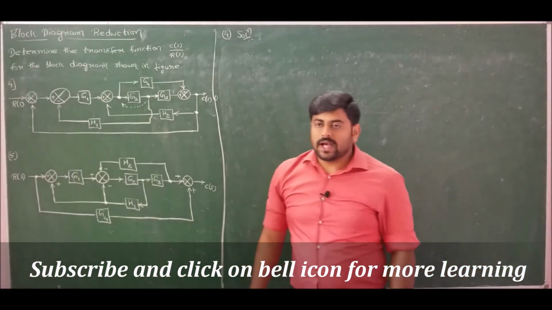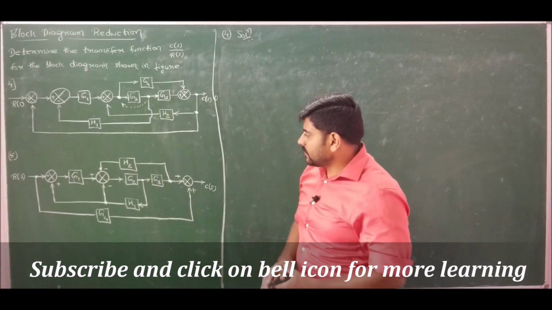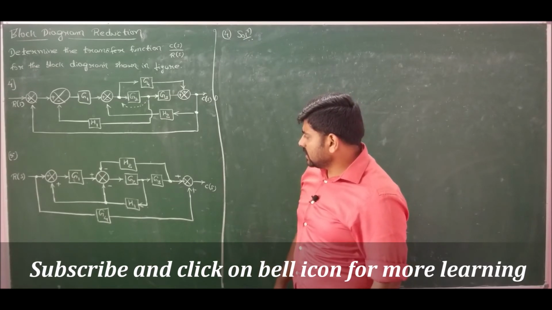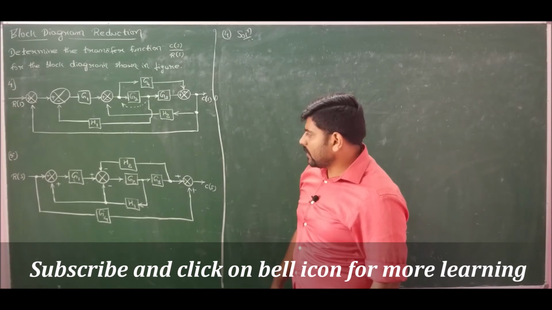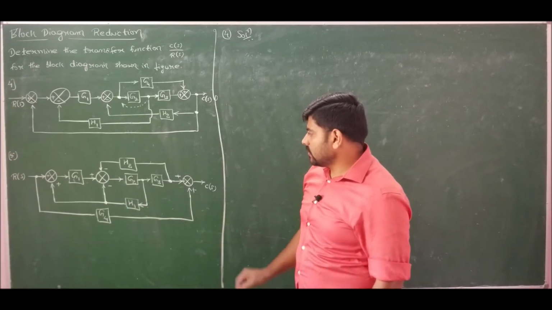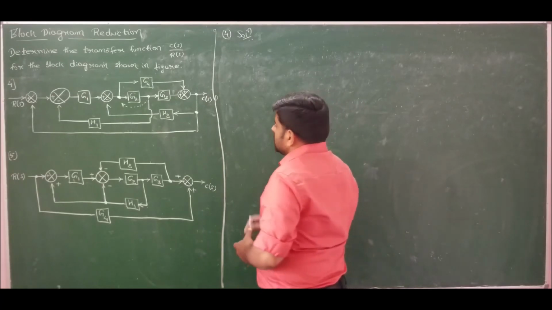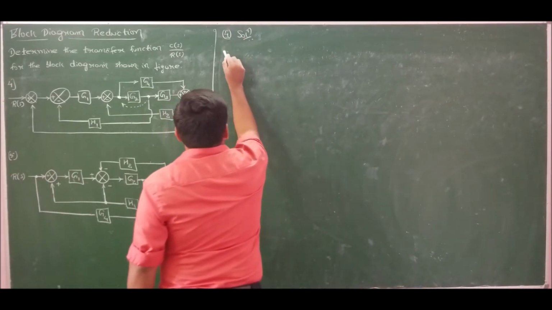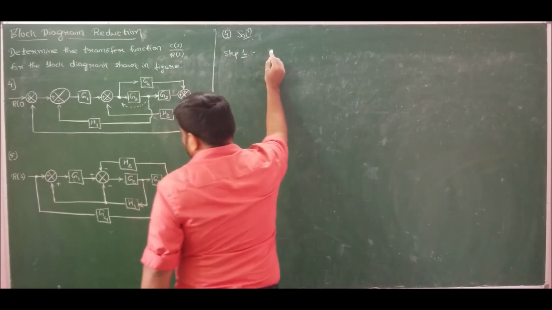Now moving ahead for problem number 5. So this is the problem what we have. Now a careful observation is revealing us that the summing points and takeoff points are clubbed in this problem. So therefore first let us split it properly for better understanding. So if I move for solution of problem number 5 in step 1, let me rewrite it properly.